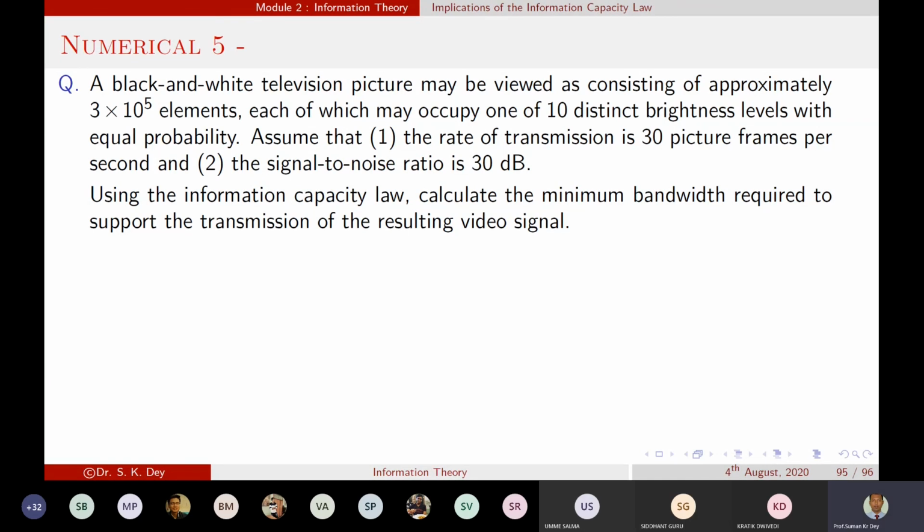What is the value of C? Anyone? Yes, sir, 10 to the power 3 into 10 to the power 5, again multiplied by 30. Okay, this is not correct. Anyone else?